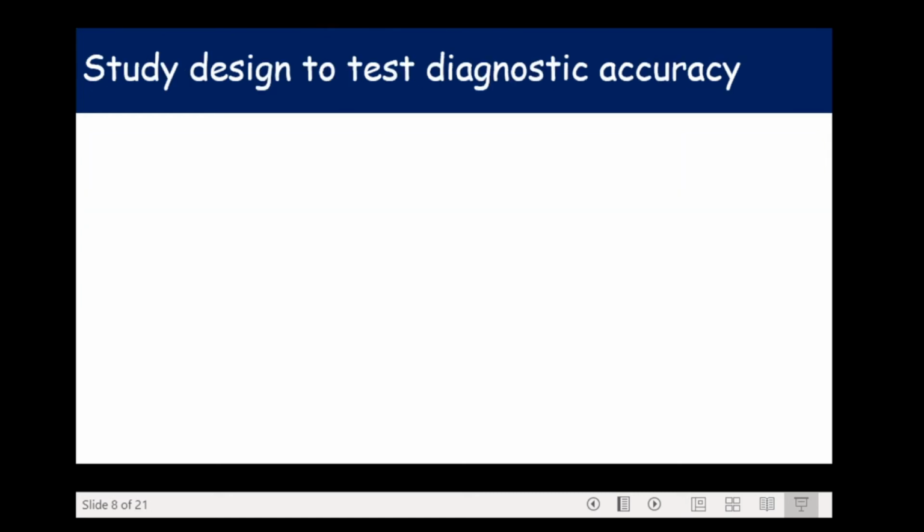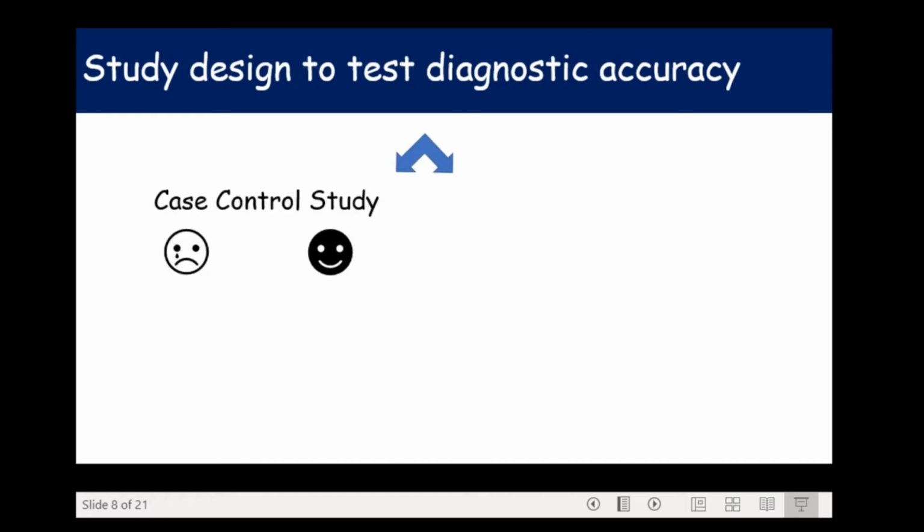So before we delve further into the diagnostic accuracy measures, it is important to understand the appropriate study design for diagnostic accuracy testing. The most compelling and easy way to design a diagnostic accuracy study is a case control study design. In such studies, sick patients are compared with healthy individuals. There is one downside of this case control design.